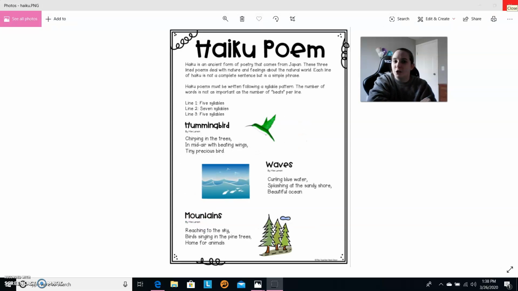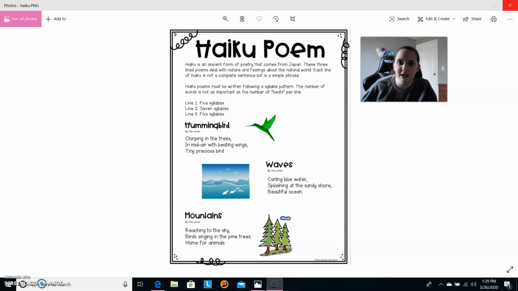Next one is a haiku. This is another one of my favorite poems, but this one's a little bit trickier to create. A haiku is an ancient form of poetry that comes from Japan. These 3-line poems deal with nature and feelings about the natural world. Each line of a haiku is not a complete sentence, but is a simple phrase. Just like the previous one, not all poems have to have a full sentence. Some of them can be just one word for each line.